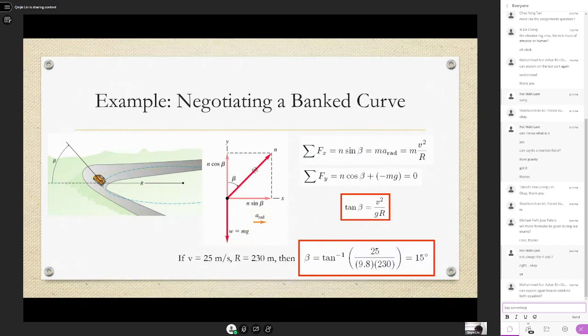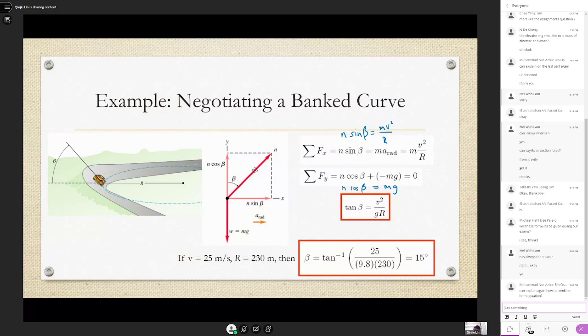So the bottom equation should become something like n cosine beta equals mg. So you shift the mg to the other side. The top equation is already in the correct form, but let me rewrite it to make it look less confusing. The top equation is n sine beta equals mv square over r. Now you take the top equation, this whole thing, and divide by this whole thing. Left hand side divided by left hand side, right hand side divided by right hand side. Can?